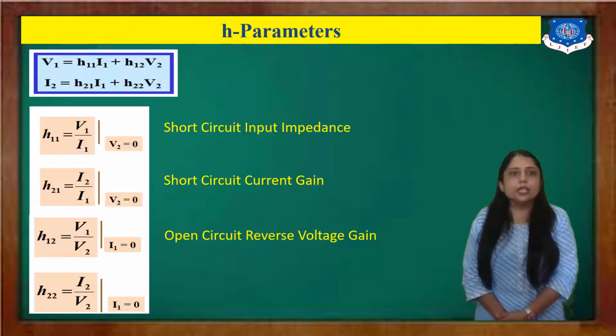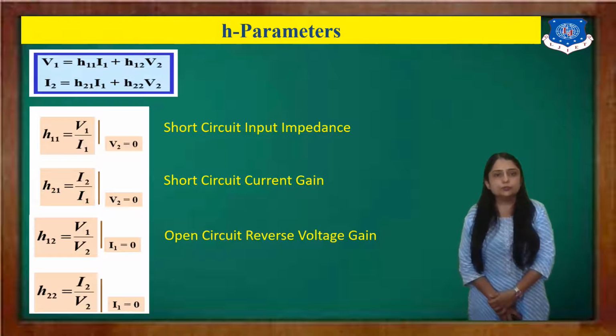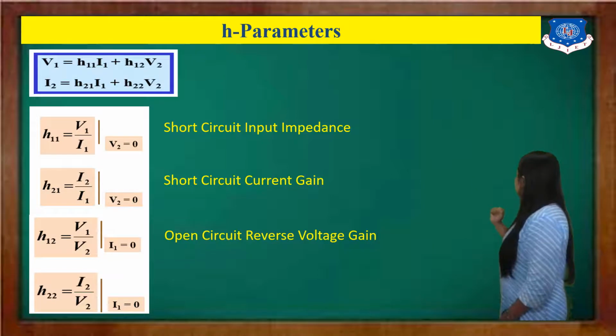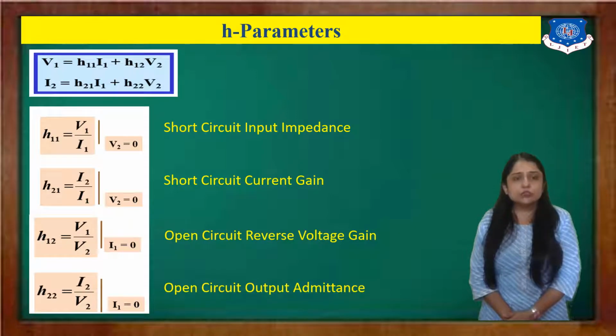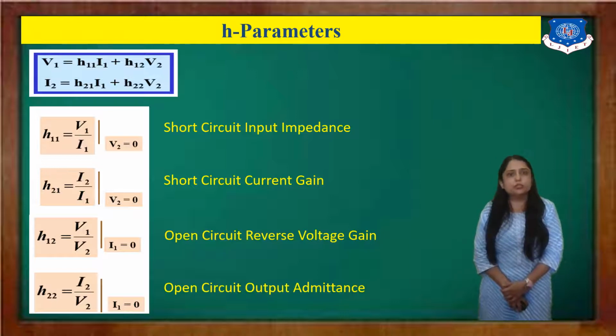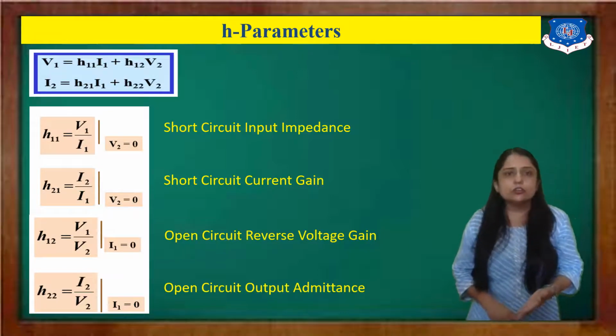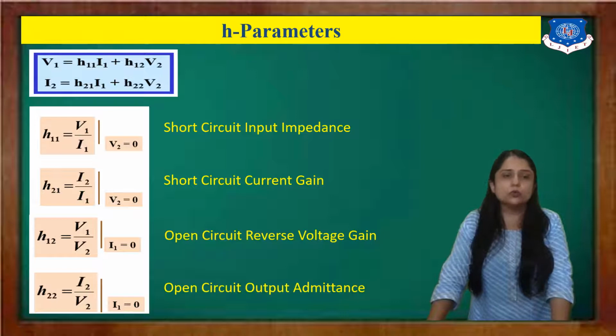Now H22. If I put I1 equal to 0 in my second equation, then H22 equals I2 divided by V2. Here also current I1 equals 0, so this is an open circuit. And we know that 2 is related to the output port, and I by V is an admittance. So this is known as the open circuit output admittance. If voltage equals 0, that means you have to consider a short circuit, and if current equals 0, that means we have to consider an open circuit.